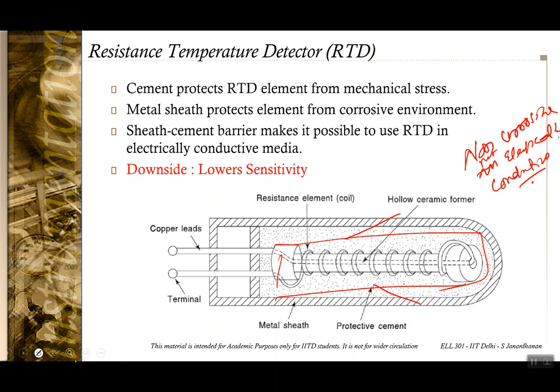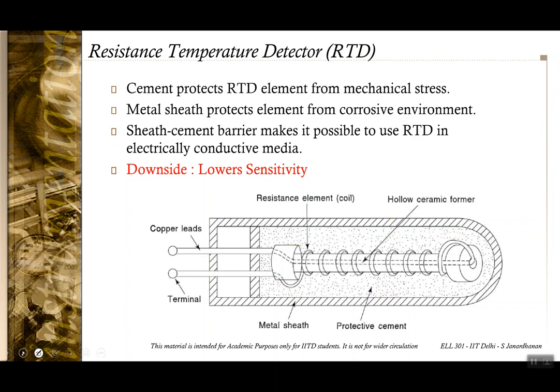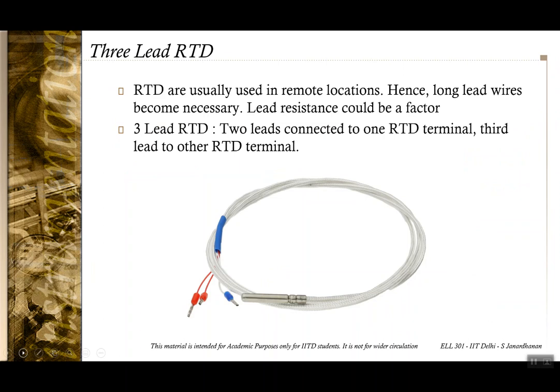Typically RTDs are used for measurement of temperature at a remote location, which would mean that the leads have to be longer. So if you have an RTD here, let us say this is RT, and you have a long lead, the lead resistance RL also plays a part. For this purpose it becomes necessary to compensate for this lead resistance in the way the RTD is constructed itself.